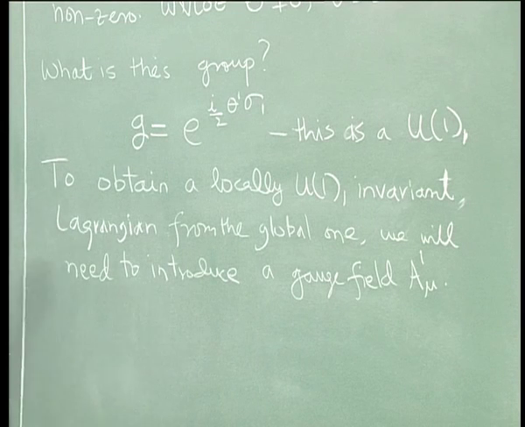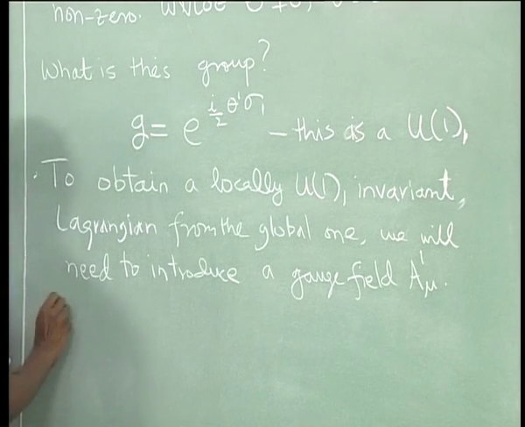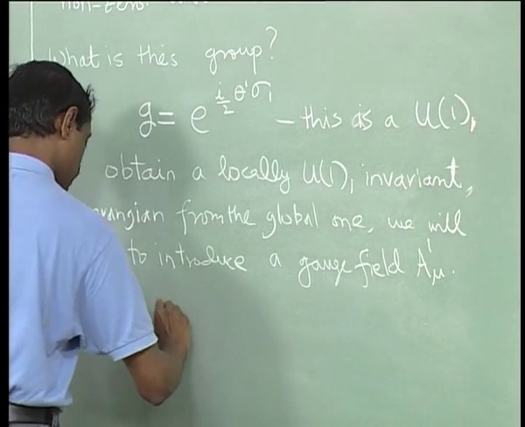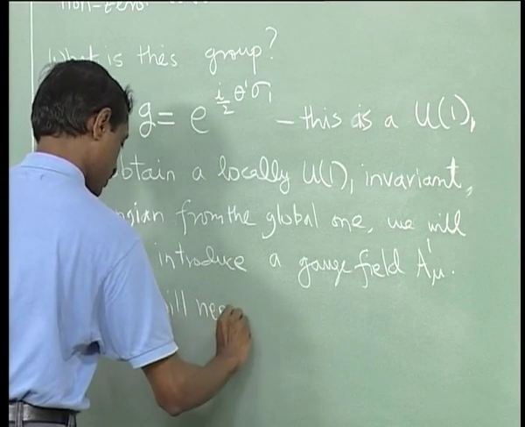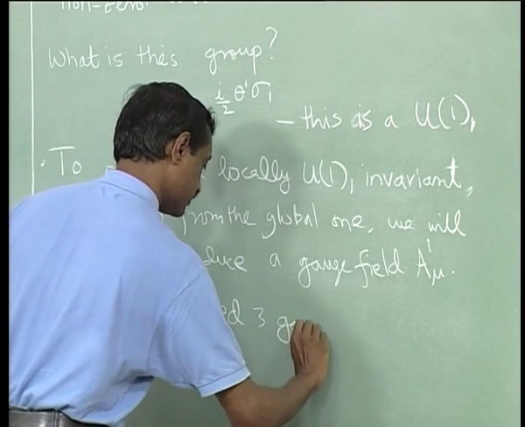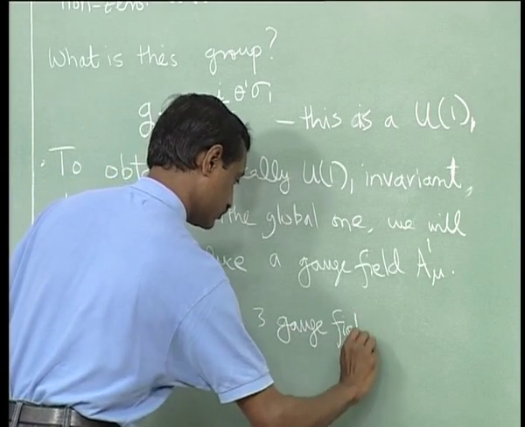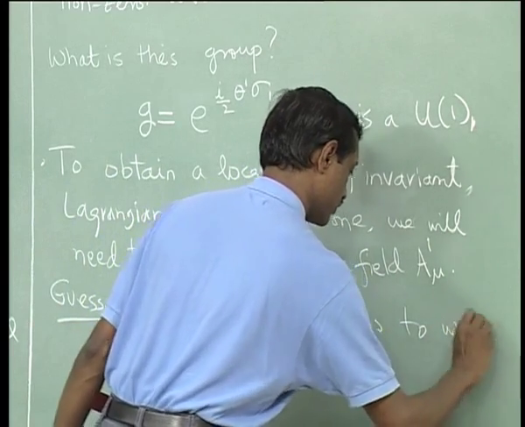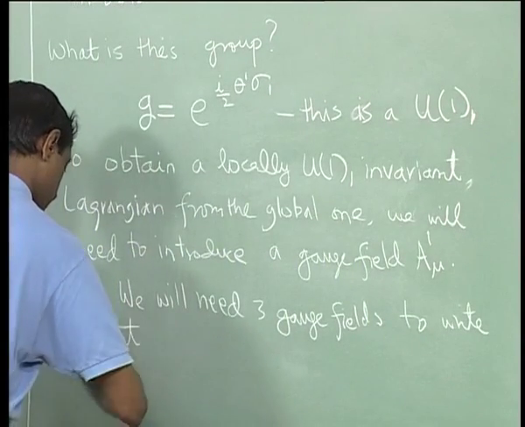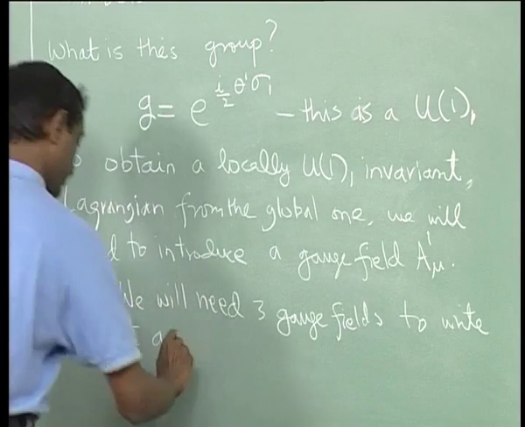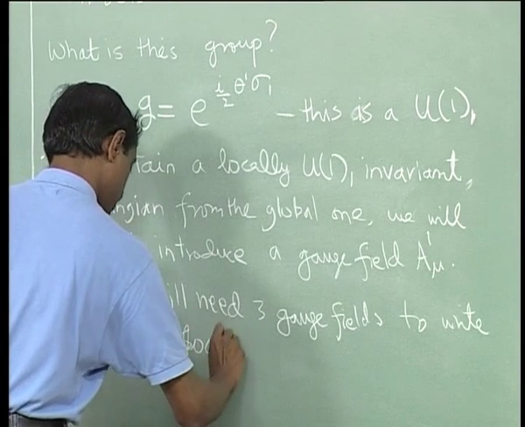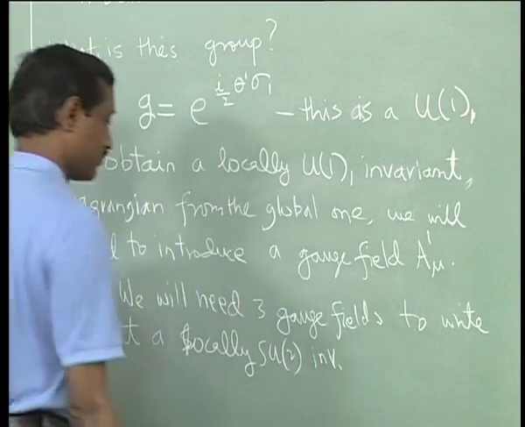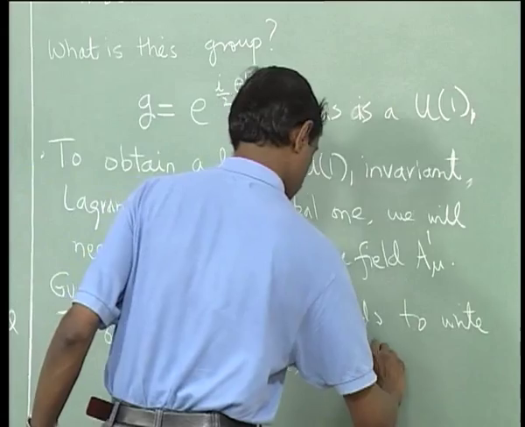Okay. So, at least the guess based on this is that we will need 3 gauge fields to write out a locally SU2 invariant Lagrangian.